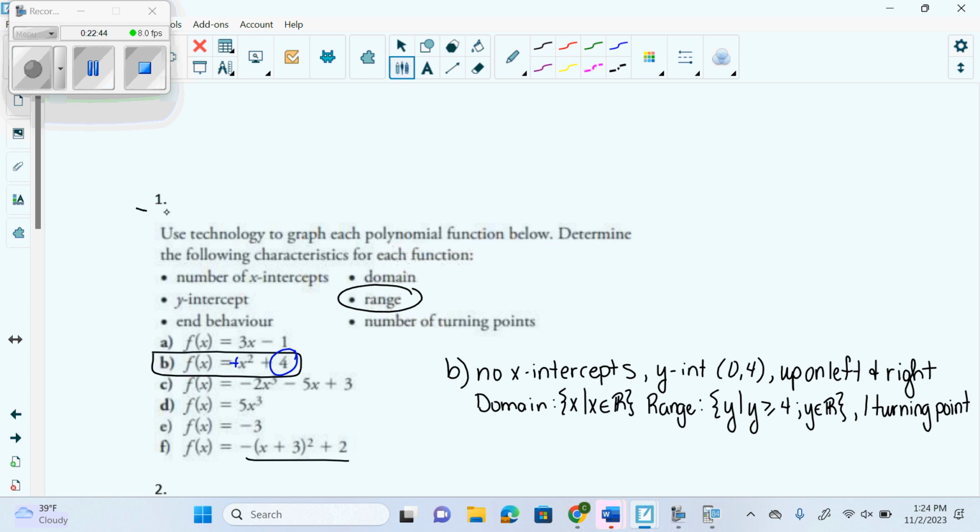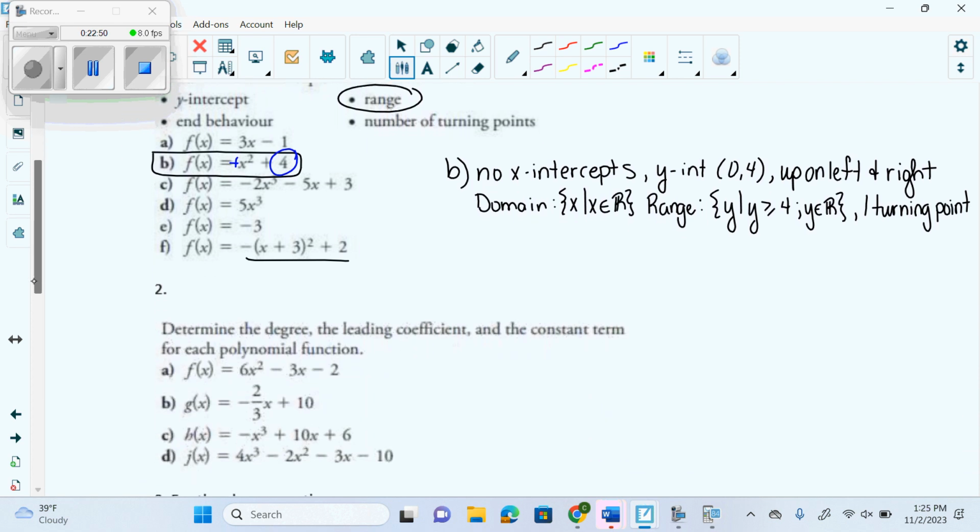So these are due for tomorrow. Number 1 can be submitted online. For this I want the degree, the leading coefficient, and the constant term. So we'll do the first one together. What is the degree of this first one? 2. What is my leading coefficient, which I can use short form for because these are my homework? 6. And what's my constant, the one without a variable? -2.